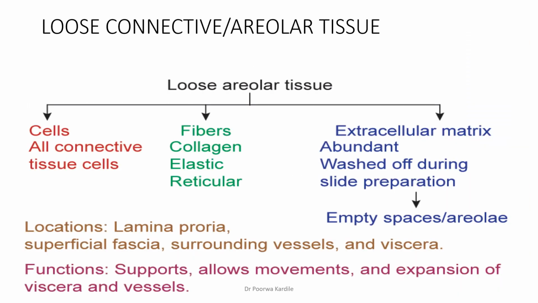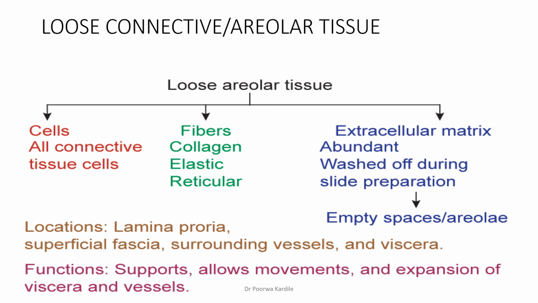Adult variety of connective tissue is divided into loose or areolar connective tissue and dense connective tissue. So there are two subtypes of adult variety: loose tissue and dense tissue. So the loose areolar tissue, areola means what? Empty spaces. So as many empty spaces are there and as the connective tissue is loosely arranged, it is known as loose areolar tissue, and it has three components.